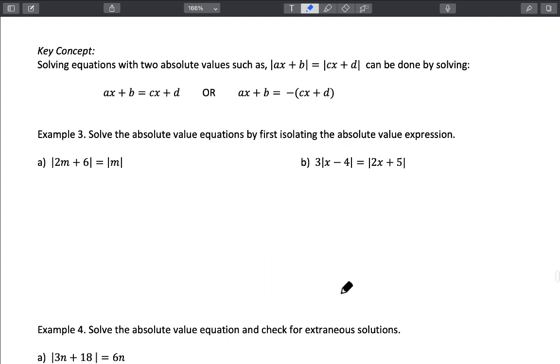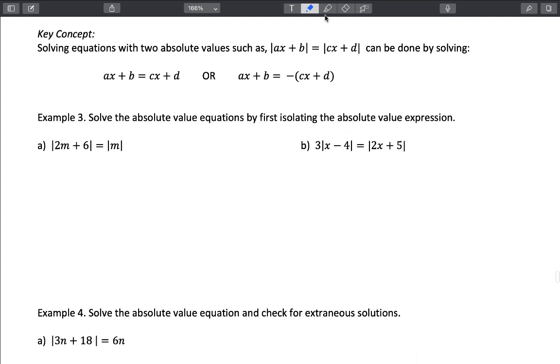All right, moving on to our next few examples, we have another key concept. What about solving equations that involve two absolute values? Well, we're going to follow this same strategy. We're going to set up two equations. The first equation will be where we drop both of those absolute values and set it equal to the positive form of that second expression. And the second one will be where we set it equal to the negative form of that second expression. So let's do a few examples and I think you'll see what I mean.